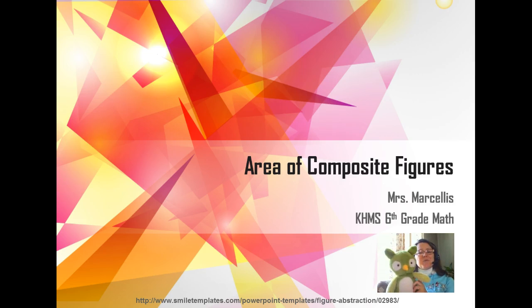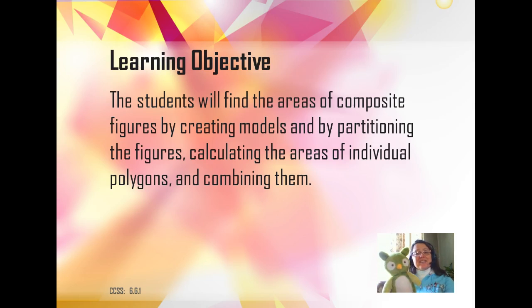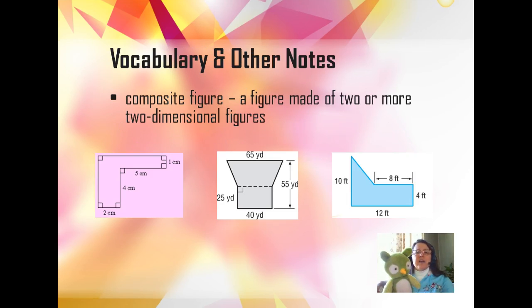In today's lesson, we're going to calculate the area of composite figures. Today's learning objective is, students will find the areas of composite figures by creating models and by partitioning the figures, calculating the areas of individual polygons, and combining them. Today's vocabulary is composite figure. A composite figure is a figure made of two or more two-dimensional figures.